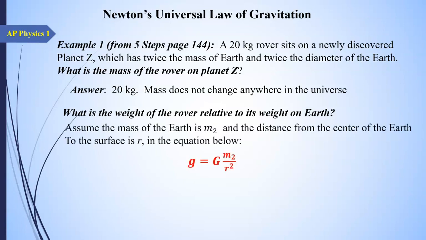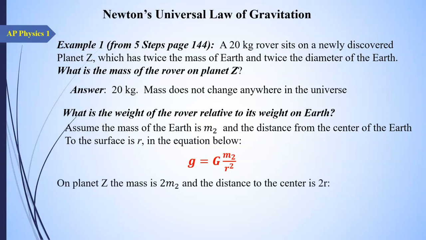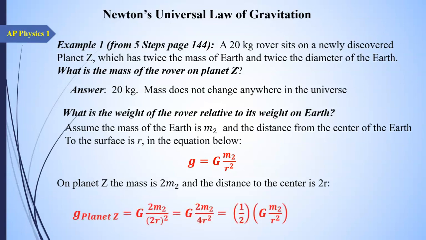So assume that the mass of the Earth is m2 in the formula down below, and that the distance from the center of the Earth to its surface is r in the equation below. So on planet Z, the mass is 2 times m2 and the distance is 2r. So you go ahead and plug those into the equation down below, and the only thing you have to do is you square the 2r, so it's 2 squared and r squared, so it's 4r squared.